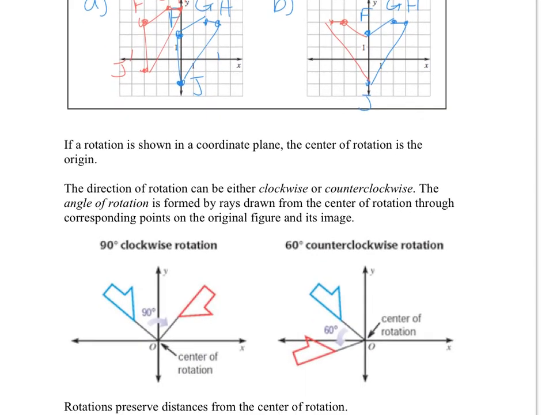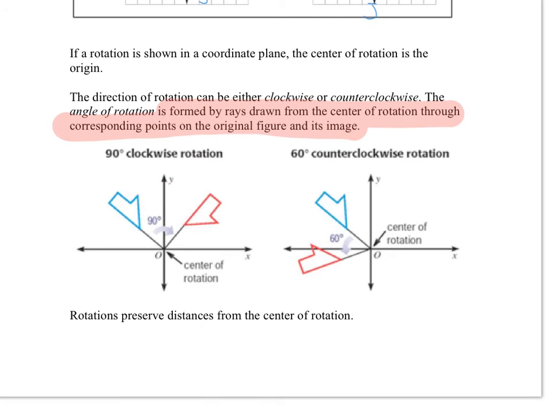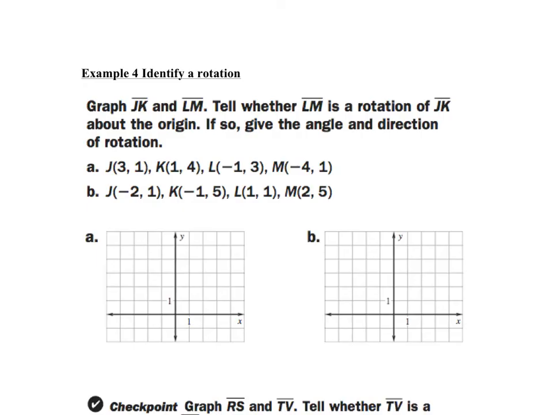Okay, the next thing, with a rotation, the center of rotation is the origin. The direction of rotation can be either clockwise or counterclockwise. And the angle of rotation is formed by the rays drawn to the center of rotation. Rotation will preserve distances from the center of rotation. Okay, so if anything, this is probably the most complicated part.